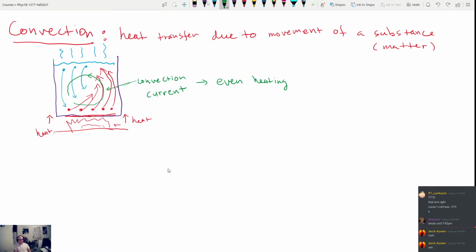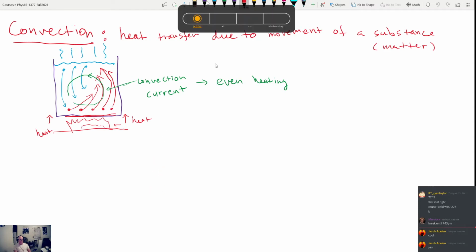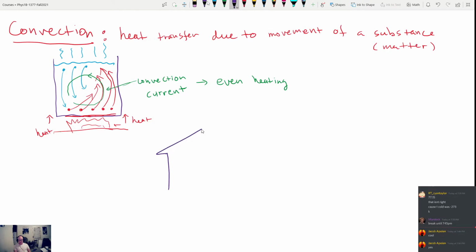Let me give you one other example. So let's say you have a house. So here's your house. You've got a big, open, drafty room in your house. And let's say this is the basement down here. Okay, so this is the basement.